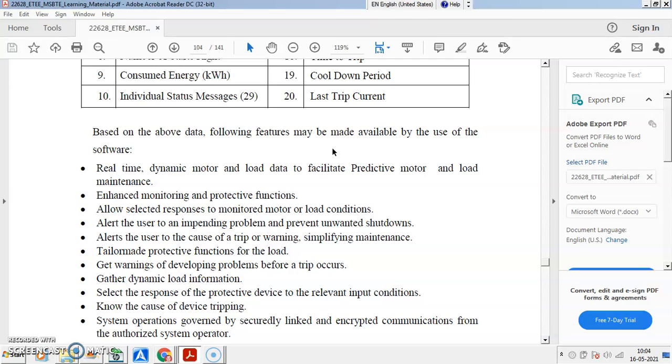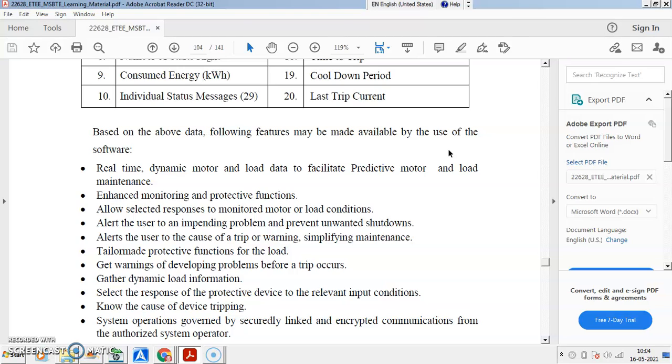By using software, that is real time, dynamic motor and load data to facilitate predictive motor and load maintenance. These parameters only give you the history, and you may have further preventive maintenance, preventive data, particularly load management, and further reduction in downtime. So all this is studied in real time by analyzing these parameters, so that you will have an increase in productivity, and that will only increase if your motor is running as per the requirement in the optimal position.